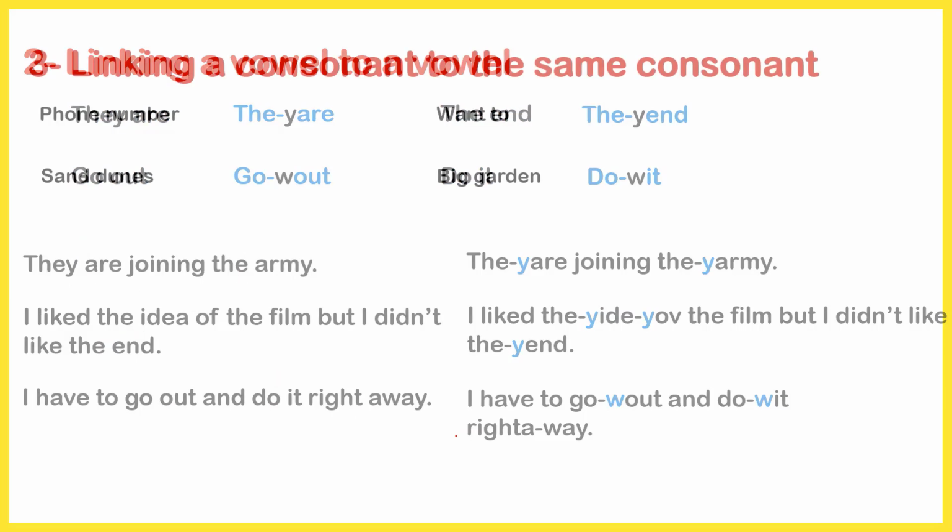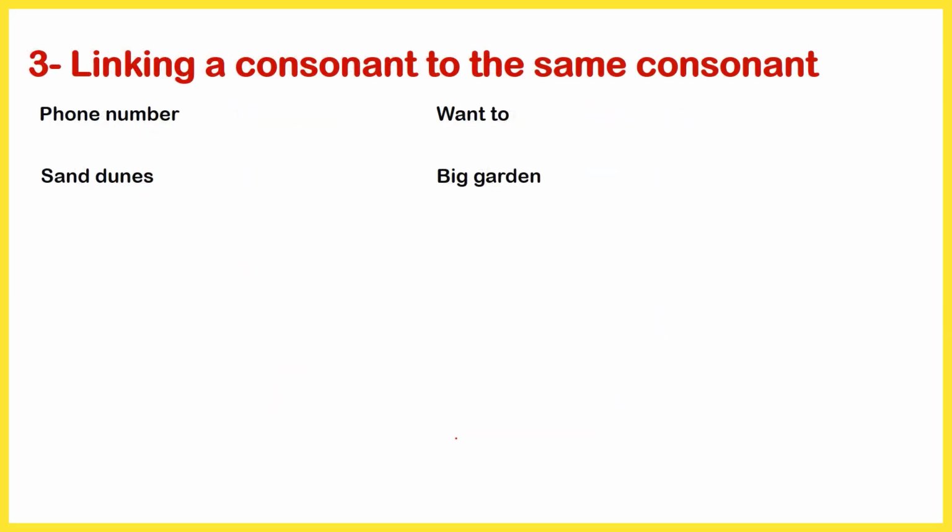Now let's move to the third feature, which is linking a consonant to the same consonant. So for example, "phone number." Here this word ends with N because E is silent. So the last sound here is N, "phone." And the second word begins with the same consonant sound, "number." In this case, we pronounce it "phone number." We don't repeat both N's. We say "phone number," as if we cross out the first N and extend a little bit the second N.